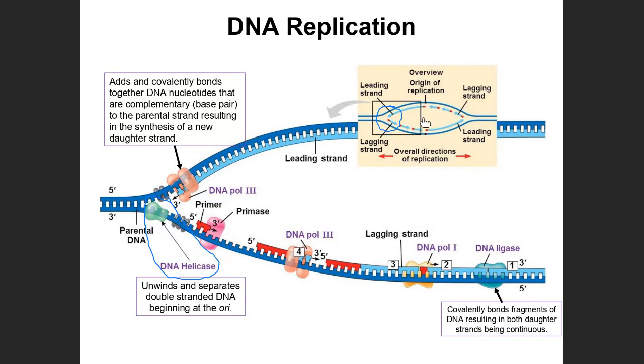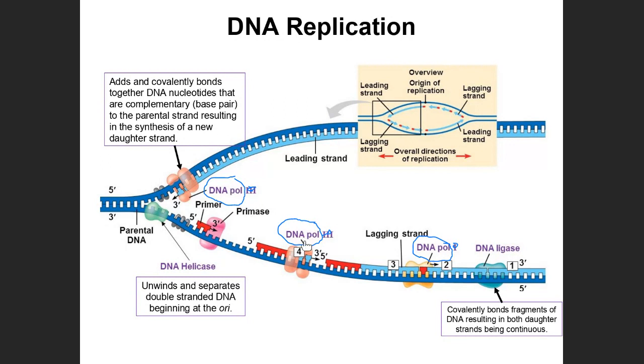What happens though once this replication bubble is created? We then have our next enzyme coming in. It's called DNA polymerase. Don't worry about the 1 and the 3. There are different forms. When they're Roman numerals, they're talking about DNA polymerases in prokaryotes. For eukaryotes, the DNA polymerases are given Greek letters, such as alpha, beta, gamma, and delta. But I just want you to know them as DNA polymerase.